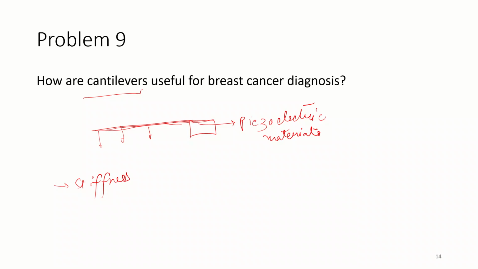Another idea, which you can also find in some literature, is that they coat these cantilevers with some kind of receptors, such as antibodies specific to breast cancer cells. Whenever the cell comes and sits on it, the cantilever will undergo bending. That bending can be quantified, and you can diagnose breast cancer accordingly. So these are two methods. There can be a lot of other methods too for how cantilevers can be useful for breast cancer diagnosis.